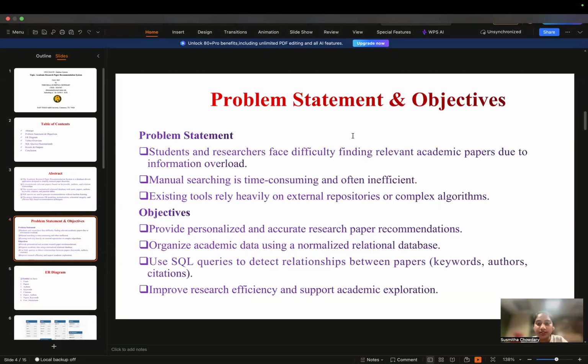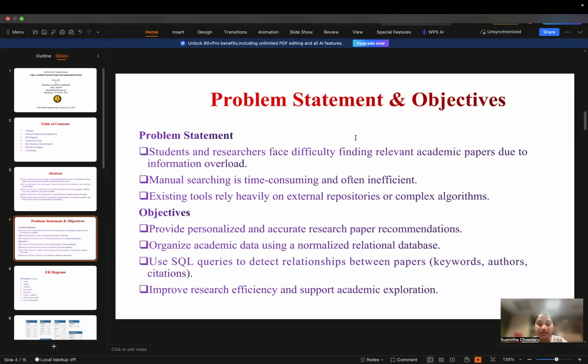Now, coming to the problem statement and objectives, the main problem I wanted to solve in this project is the challenge students face when searching for academic papers throughout their studies. With thousands of research articles available online, finding relevant ones takes a lot of time, right? Many students struggle to identify which papers are meaningful, credible, or related to their academic area of study.